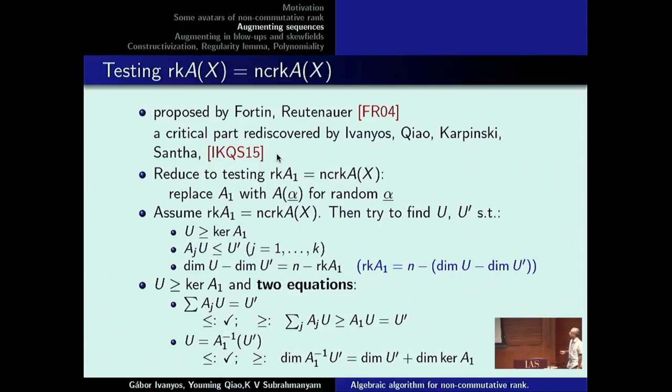Well, containment is clear because each of these AIs maps U into U prime, so naturally their span is sitting inside U prime. On the other hand, if I look at this span, this certainly contains the span of A1 U. But I claim, because this is the dimension of the kernel of A1, that the dimension of U minus the dimension of U prime must be equal to the dimension of the kernel of A1. Therefore, it must be the case that A1 maps all of U into U prime. So this equation certainly holds. And of course, it also means that if I look at the inverse image of U prime under A1, that must be all of U. Well, why is that?